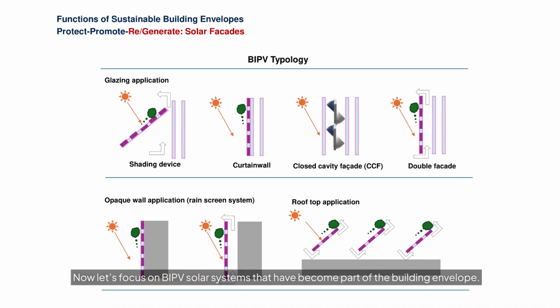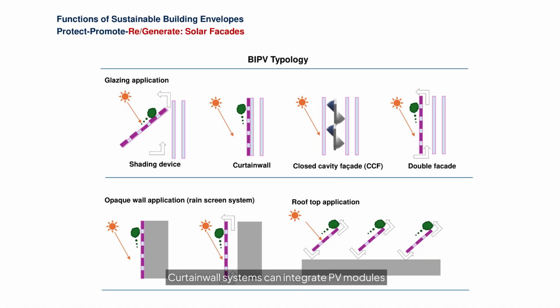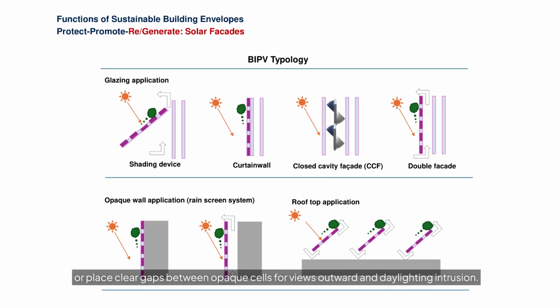Now let's focus on BIPV solar systems that have become part of the building envelope. BIPV consists of roof-integrated and facade-integrated systems. Facade integration can be used in glazing applications and opaque wall applications. From the top left of the diagram, glazing application, PV can be installed as sun-shading elements like louvers, brise-soleil, or canopies. Curtain wall systems can integrate PV modules either in the vision glazing zone or the spandrel zone. Vision glass areas can use see-through PV or place clear gaps between opaque cells for views outward and daylight intrusion.